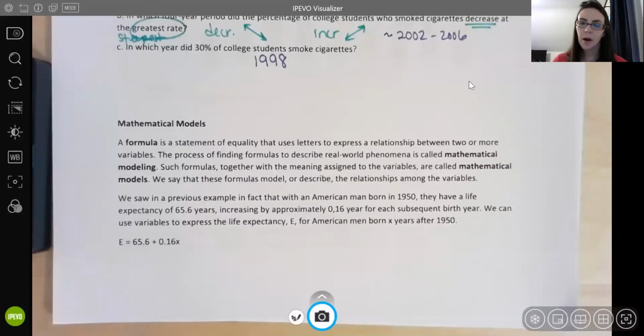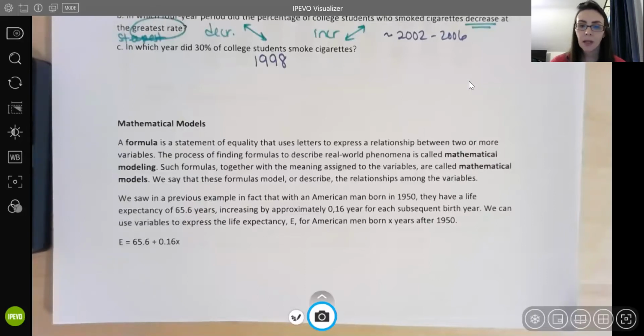Okay, so we have one more part of this section that I want to go over with you guys, and that's about mathematical models. So a formula is a statement of equality that uses letters, so variables, to express a relationship between two or more variables. The process of finding formulas to describe real-world phenomena is called mathematical modeling.